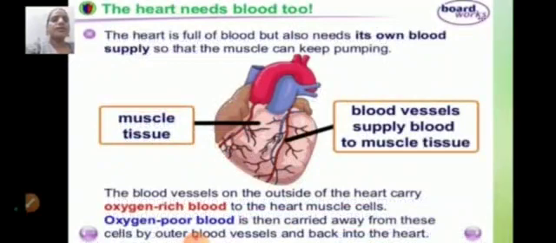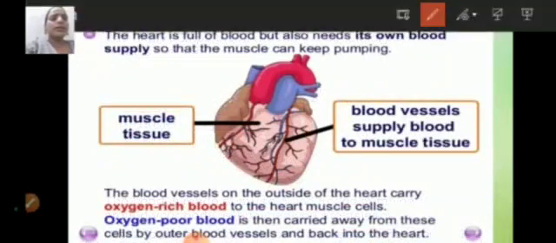Now, the heart is full of blood but also needs its own blood supply so that the muscles can keep running. So, you can see here that the heart is also supplied with blood vessels. The blood vessels on the outside of the heart carry oxygen rich blood to the heart muscle cells. Oxygen poor blood is then carried away from these cells by outer blood vessels and back into the heart.